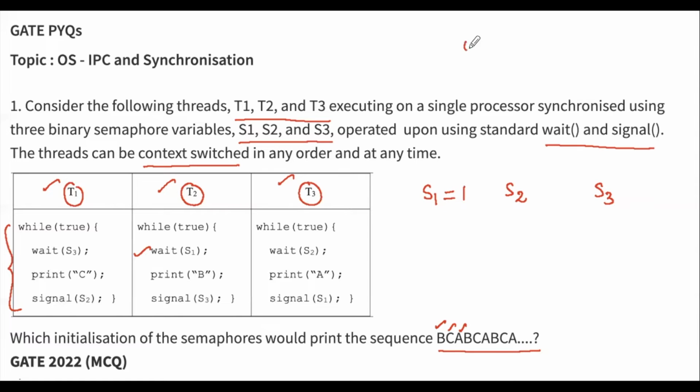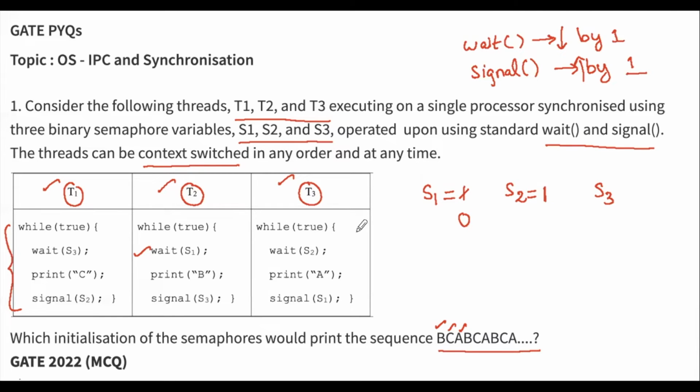You know the wait function will decrease the value of the semaphore by 1, and the signal function will increase the value of the semaphore by 1. So initially I have to keep S1 as 1, so wait of S1 makes S1 as 0. Now let's see what happens if I keep the S2 value also as 1.